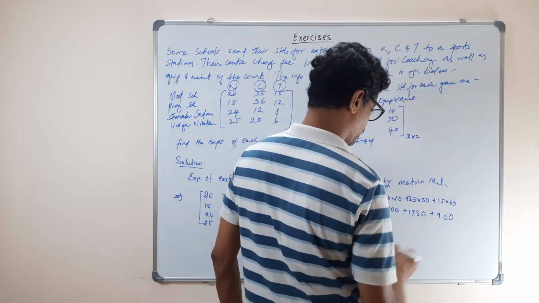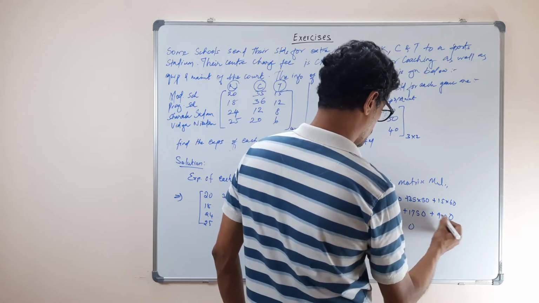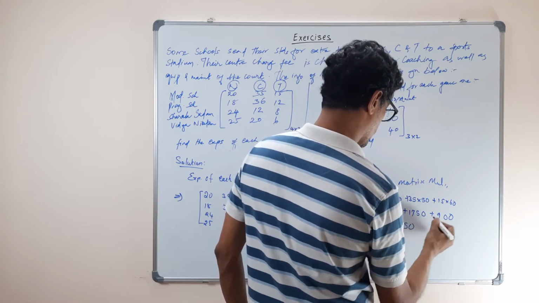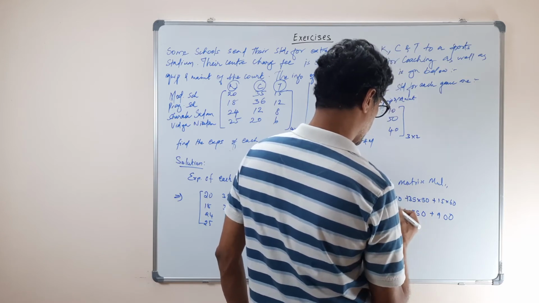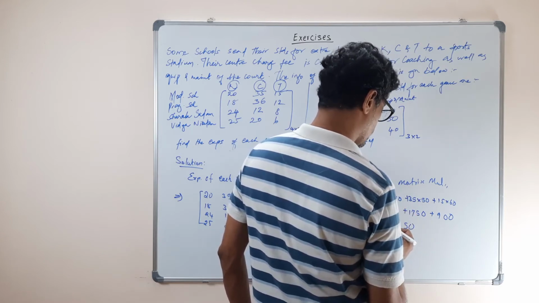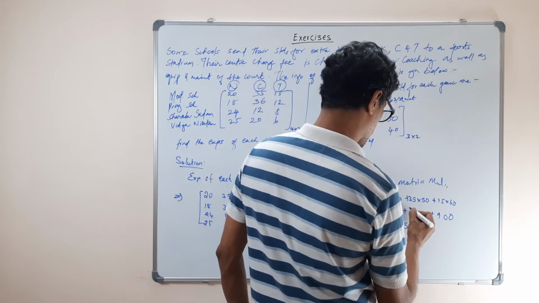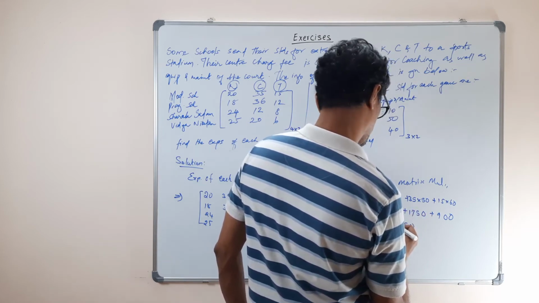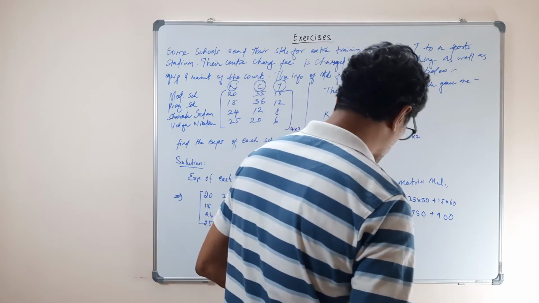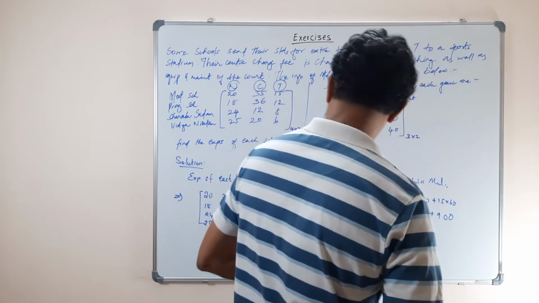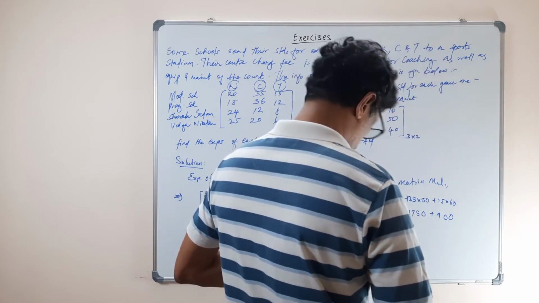800 plus 1750 plus 900. Somewhere else we are making a mistake. 8 plus 1750 plus, you say, 108.